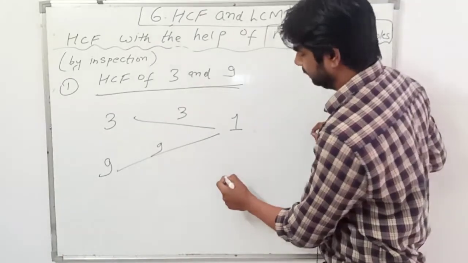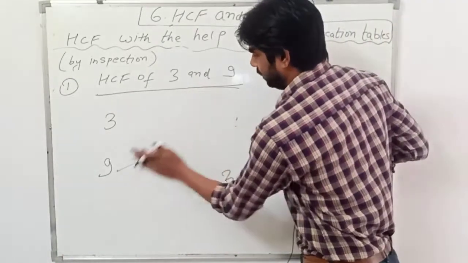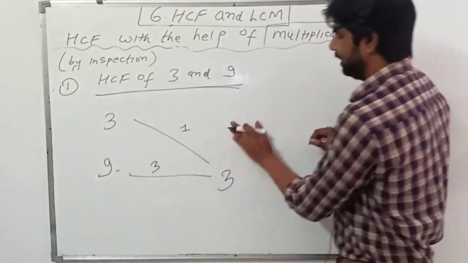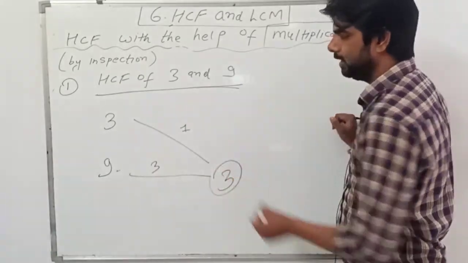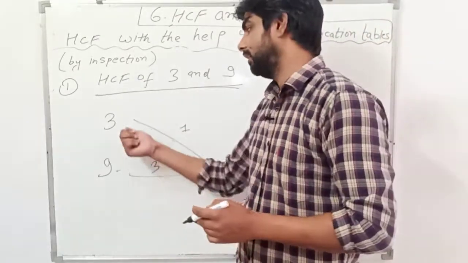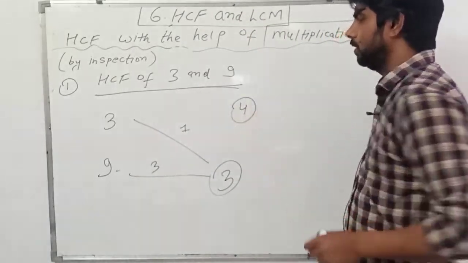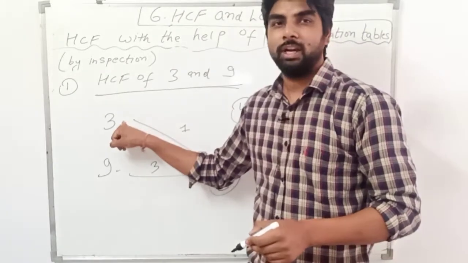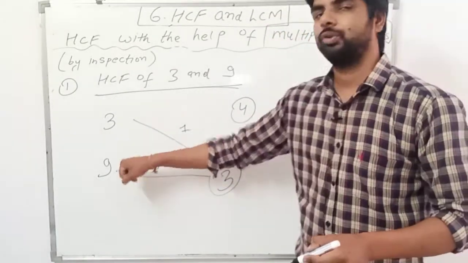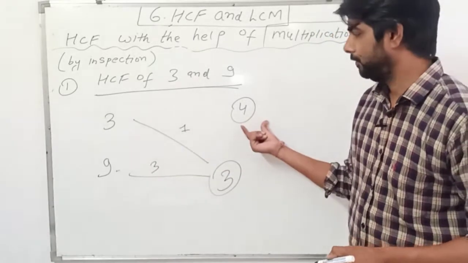Now we will take 3. Okay, we know that 3 1s are 3 and 3 3s are 9. That means 3 can be our HCF, but we have to find some larger number in which both the numbers come. Suppose I am taking 4. So we know that 3 doesn't come in the table of 4 and 9 also doesn't come in the table of 4. That means 4 is not the highest common factor.